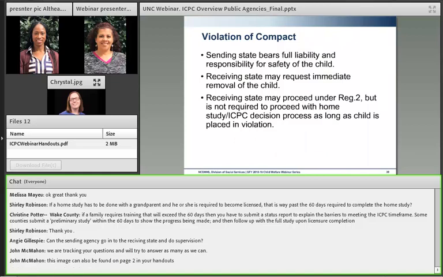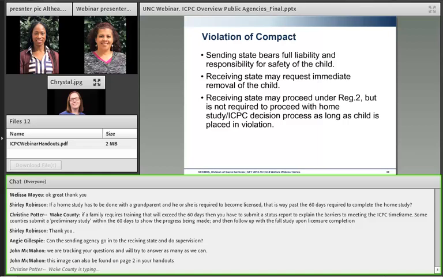This slide talks about the violation of the compact. In the event of a violation, it's important to remember that the sending state bears full liability and responsibility for the safety of the child. That means that the sending state or sending agency is responsible for supervising that placement until this placement is approved.